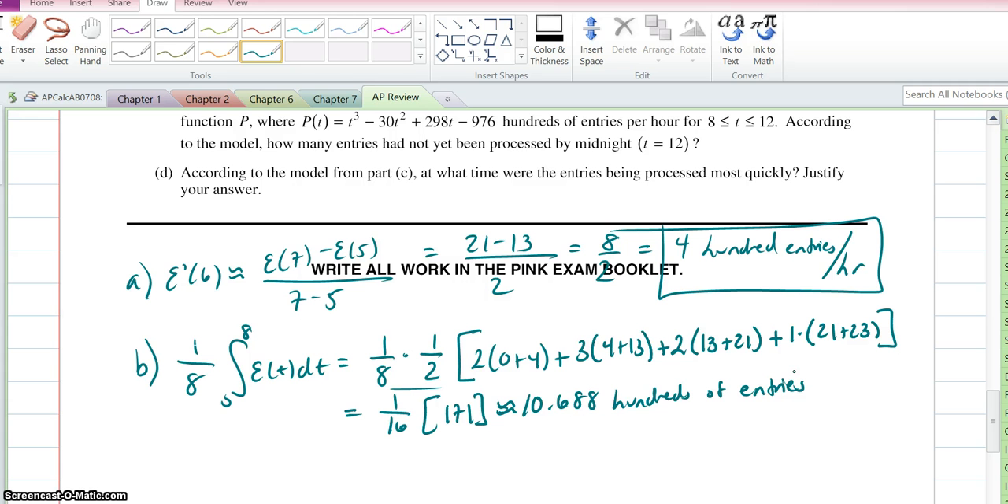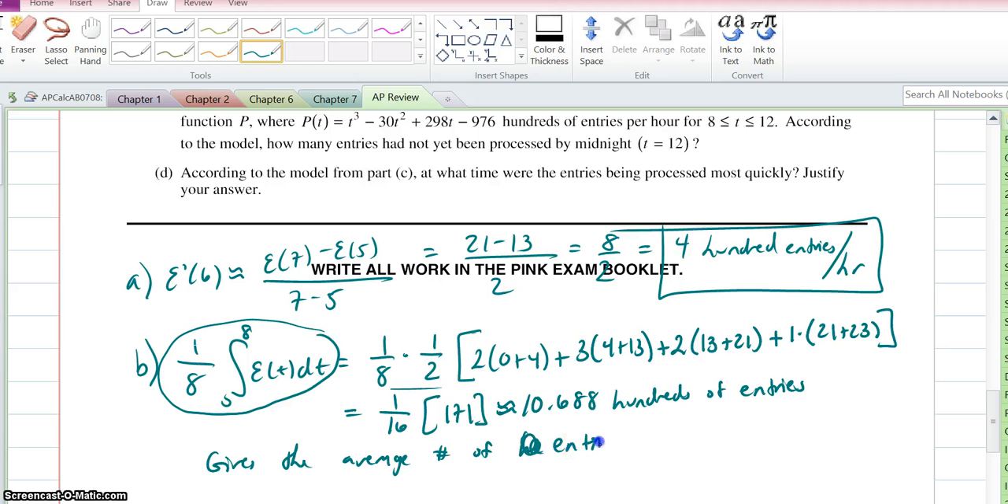Okay. Now what this formula here is giving us is the average value formula. It gives the average number of entries, in hundreds, from time equals 0 to time equals 8 hours. So that gives us an average.